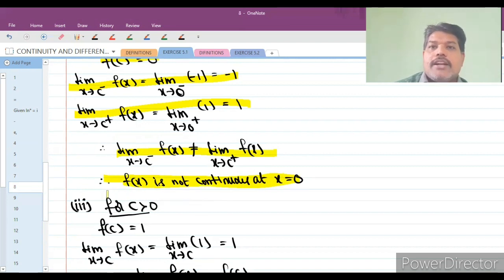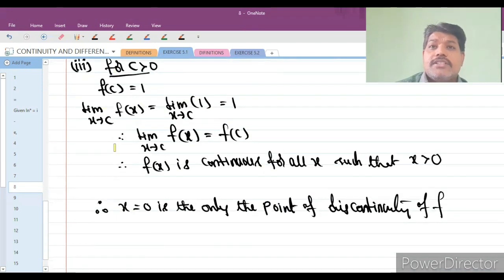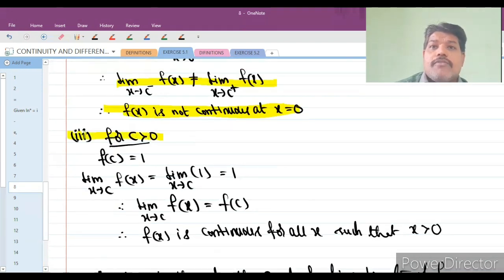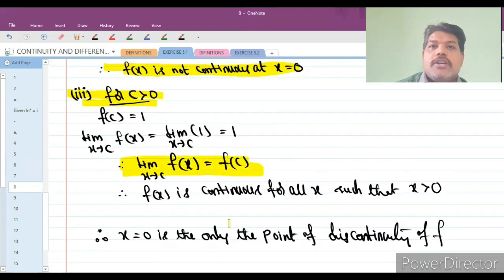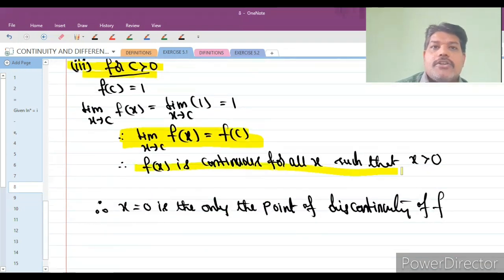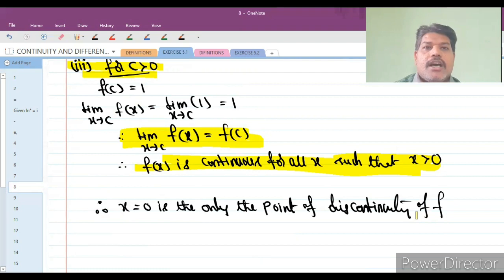The third case we can take is c greater than 0. For c greater than 0, automatically the limit as x extends to c of f of x is equal to f of c. So in this case, f of x is continuous for all x such that x is greater than 0. So from these three cases, we can say that x equal to 0 is the only point of discontinuity of f. Okay, so see that question, students, and practice these questions, and we will continue in the next class.